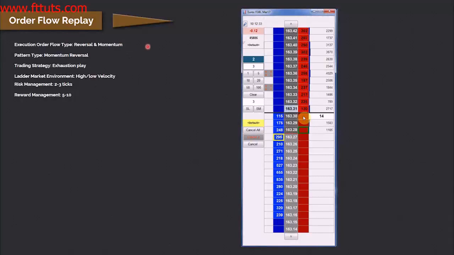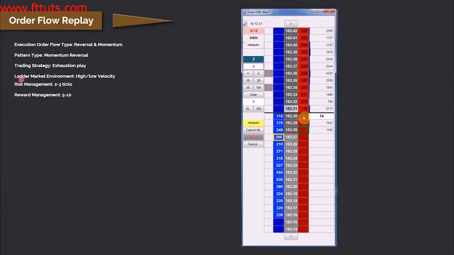Like I said, guys, it's a reversal momentum type play. It's a momentum reversal in this sense, and it's an exhaustion play again. You're looking for where the sellers begin to tire out and when buyers step in and take control. For the market environment, it's predominantly high velocity, but you go from high to low velocity: you have this two-way auctioning, and then it dies out, goes low velocity, accumulates, and then moves away.